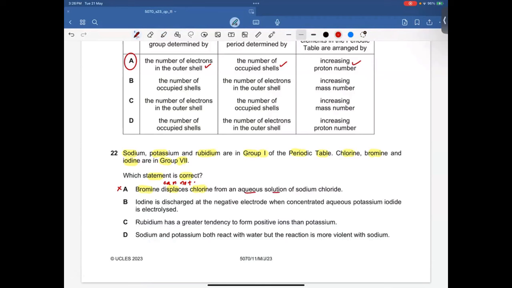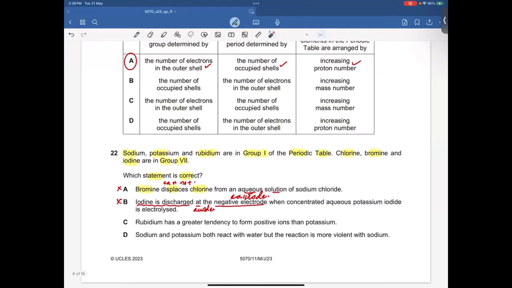All right. Iodine is discharged at the negative electrode when concentrated aqueous potassium iodide is electrolyzed. The negative electrode is basically the cathode. And anions always go towards the anode, not the cathode. So iodine should discharge at the anode instead of the cathode, which means it is also incorrect.